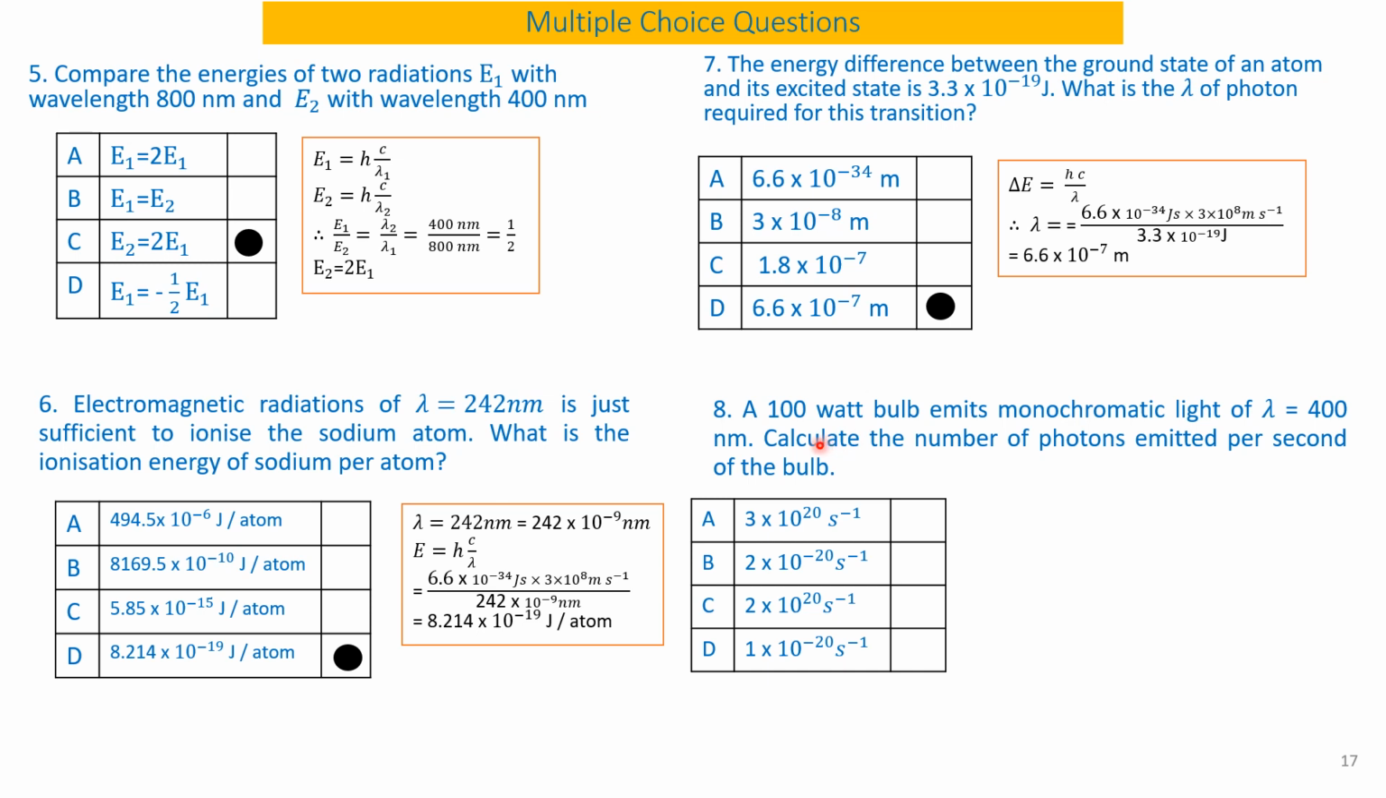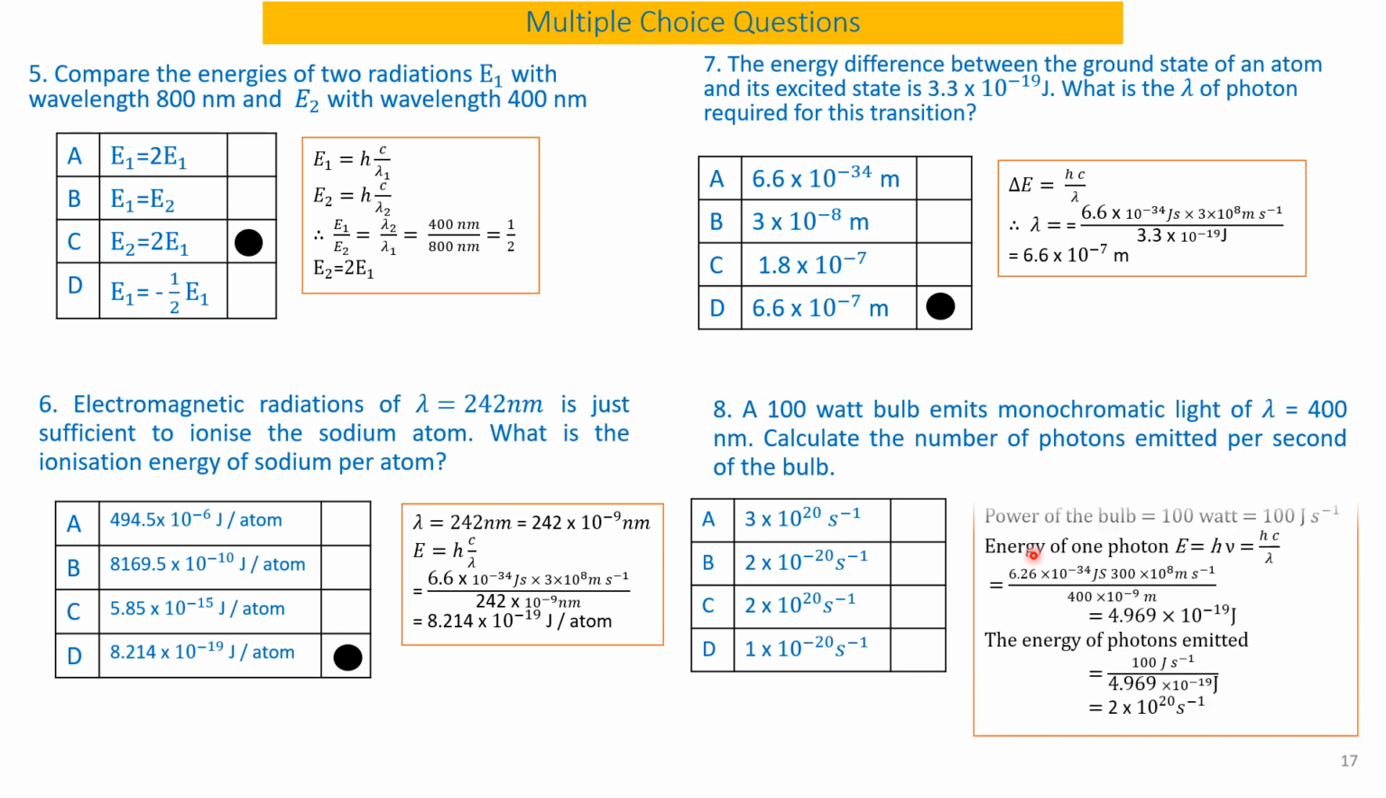Next question. Question number 8. This question is already answered in the numerical problem. Please go back and follow it and do the calculations as shown on the screen and mark the correct answer. And the correct answer is 2 into 10 to the power of 20 per second.